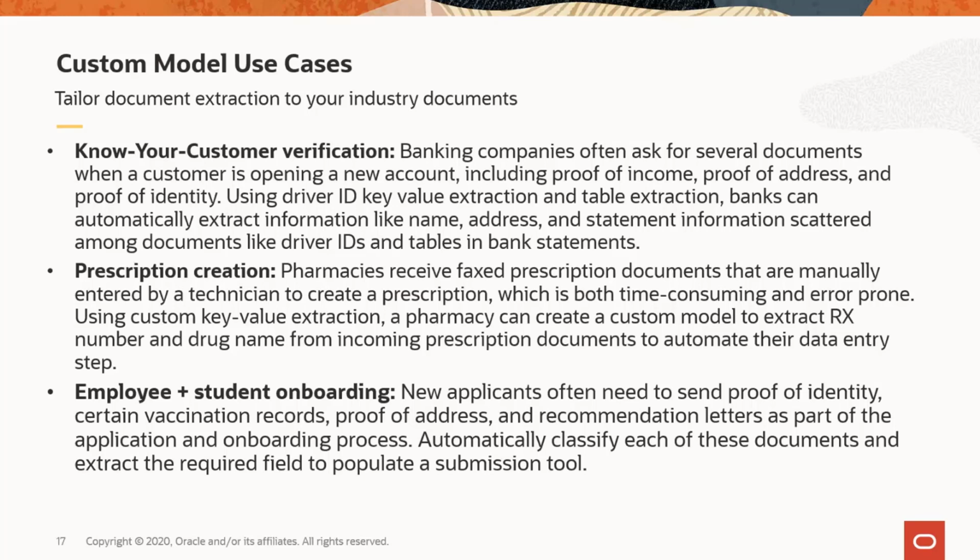And then another category of scenarios for custom document classification and key value extraction is employee as well as student onboarding, where a lot of times if you're a new applicant, either in an education or an employee scenario, you need to send various different types of documents. Sometimes it's identity documents, sometimes even vaccination records, proof of address, recommendation letters. And you could automatically classify those documents and then extract specific fields depending on that type of document into a submission tool or some sort of backend client management tool.